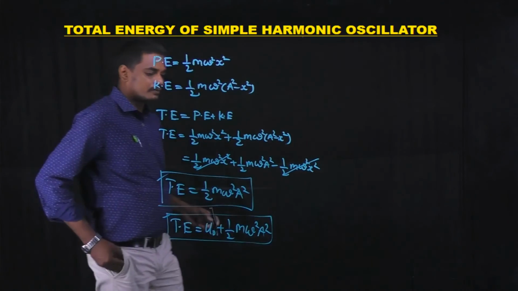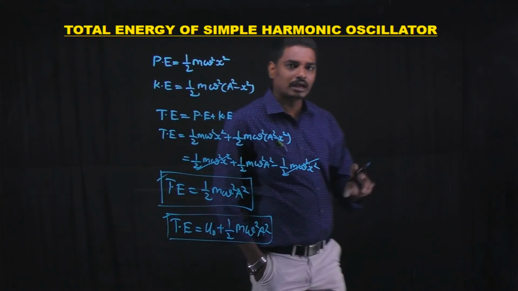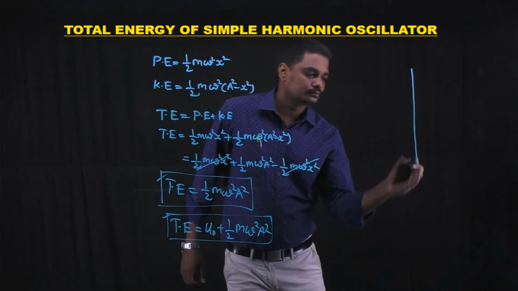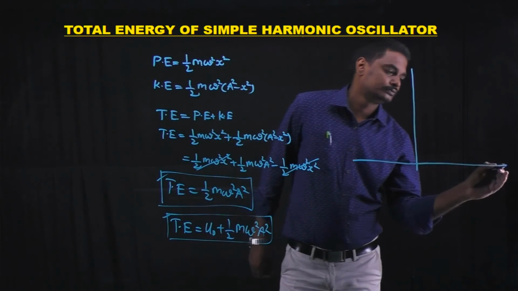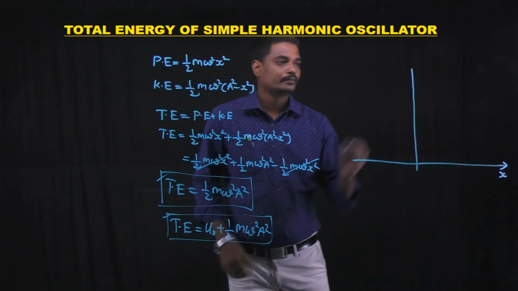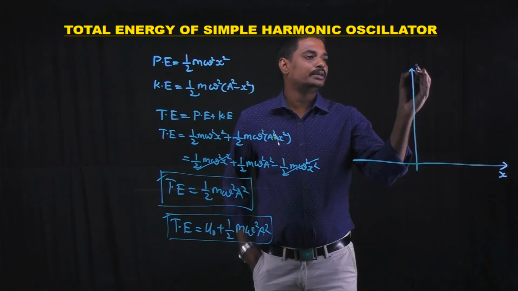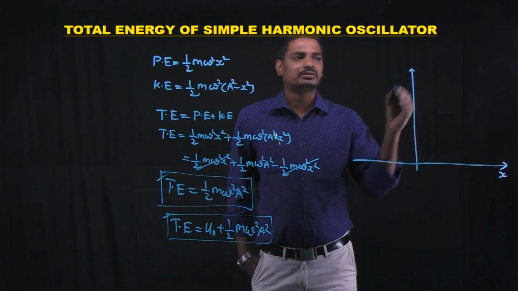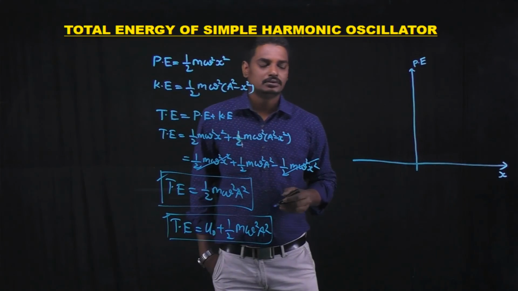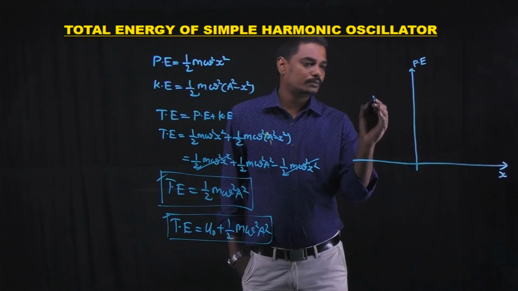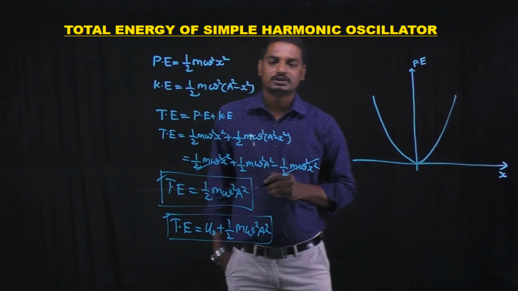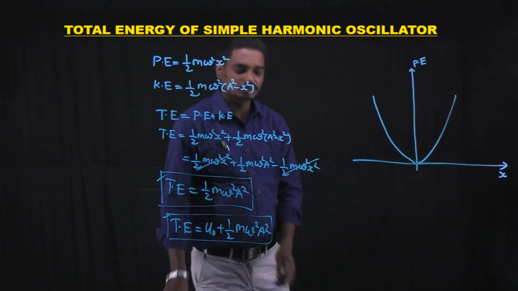So let us draw a graph obtaining all the values of potential energy and kinetic energy. On the x coordinate it gives the displacement, and on the y coordinate let it be the potential energy, kinetic energy, or the total energy. So first draw the graph of potential energy. For potential energy at mean position let it be 0, and the graph will be in this manner. So this is the potential energy.